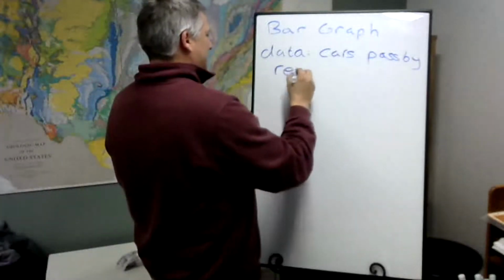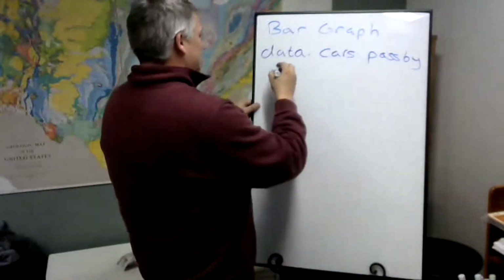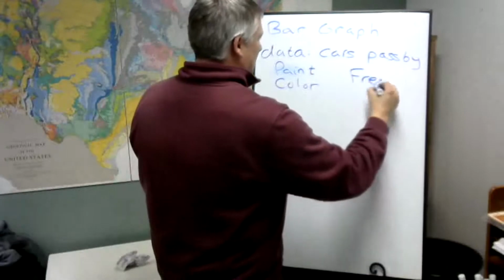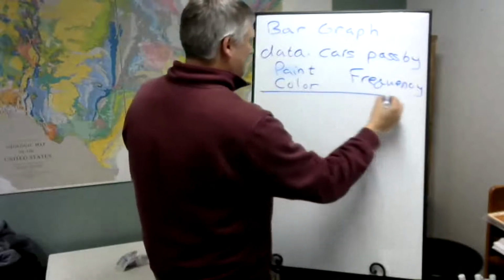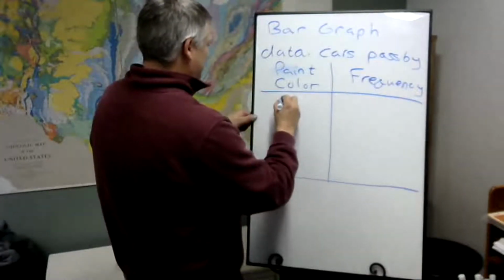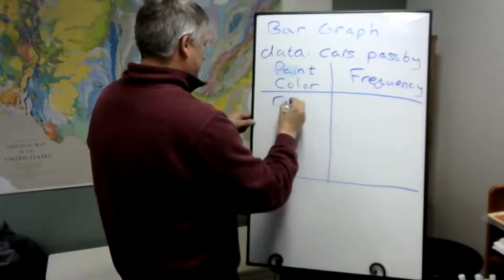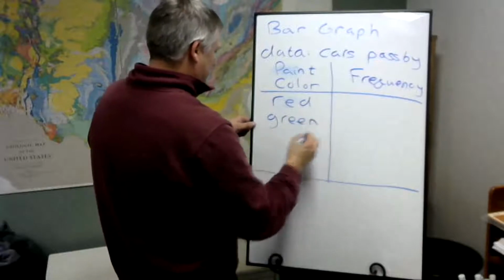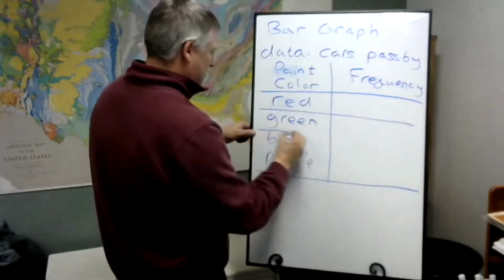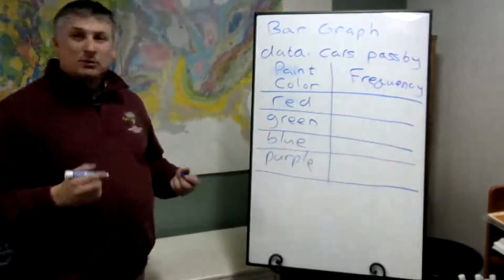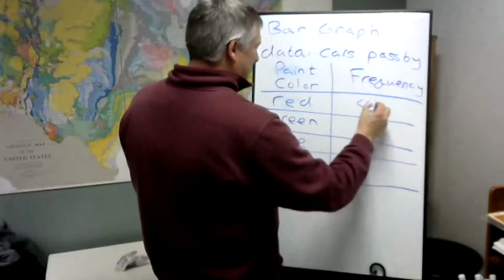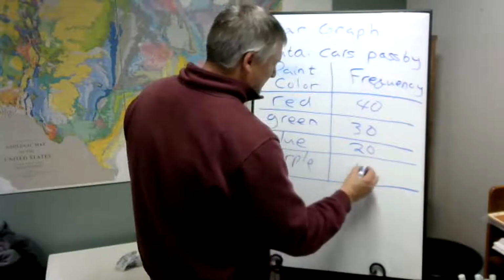The paint jobs, there are red. And here, I'll make a chart, a frequency chart. So this is going to be the paint, and here's frequency. And let's say we have red, green, blue, and purple. So let's say we see 100 cars total. So there's, say, 40 red, 30 green, 20 blue, and 10 purple.